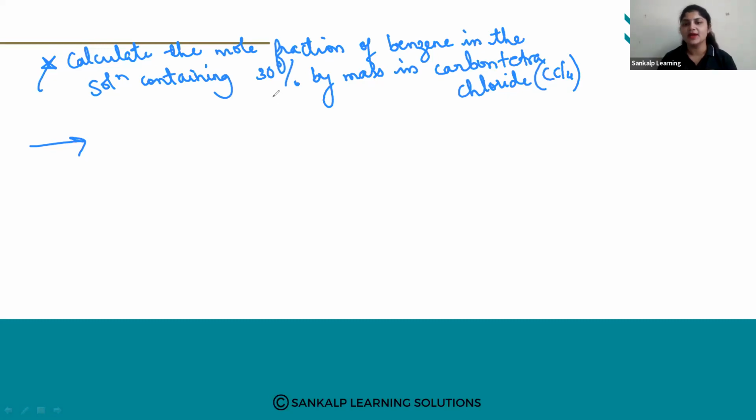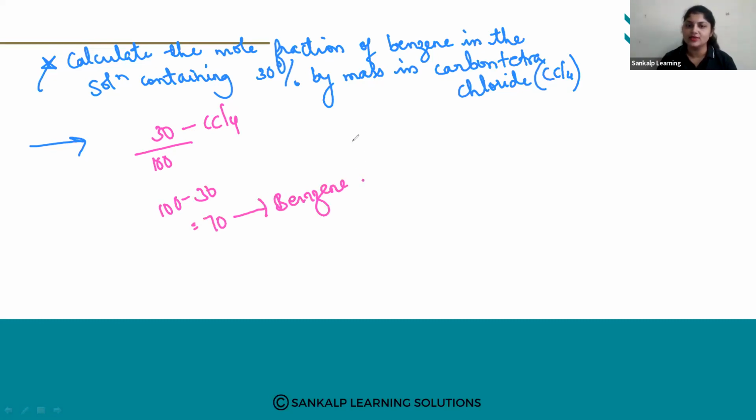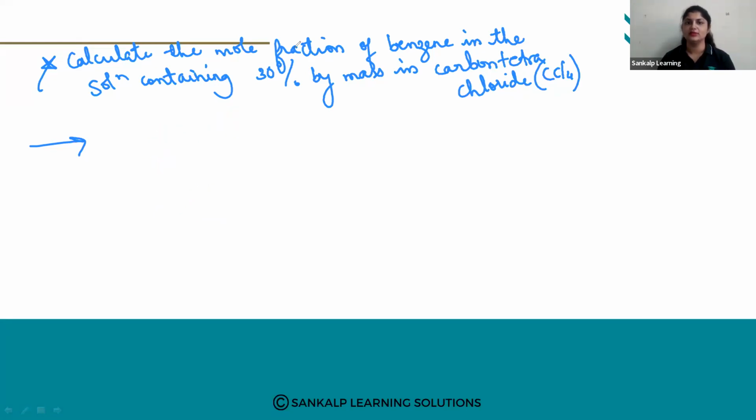So 30% by mass of carbon tetrachloride means out of 100%, 30% will be carbon tetrachloride, and 100 minus 30 is 70. So 70 will be your benzene. So this is the meaning of 30% by mass in carbon tetrachloride. Now, what is the first step?